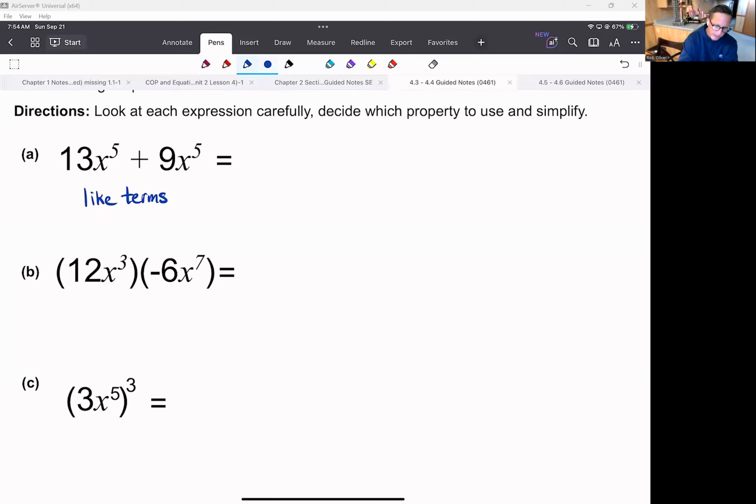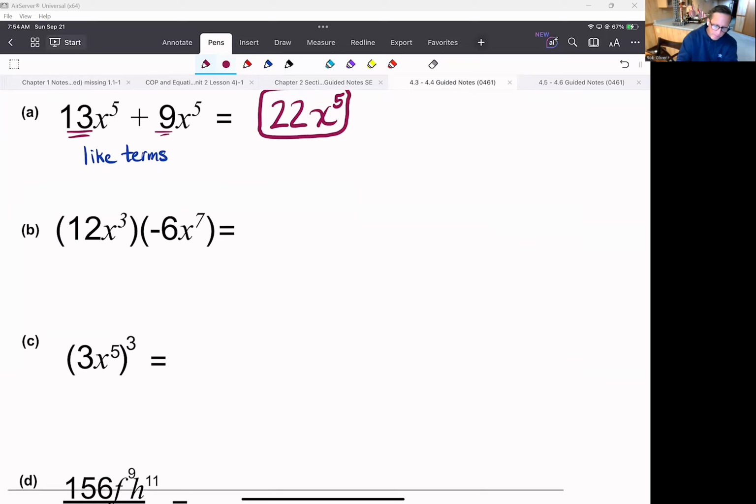So those are just like terms. And so with that 13 plus 9, we're just going to add the coefficients. We're not going to do anything to the 5, the power of 5. So 13 plus 9 is 22. So you've got 22x to the 5th, and that's it. That's all you can do to that problem.